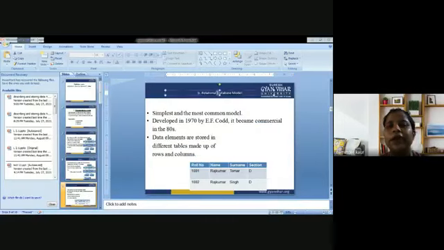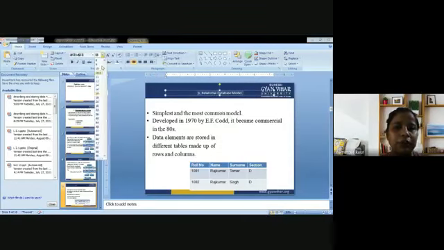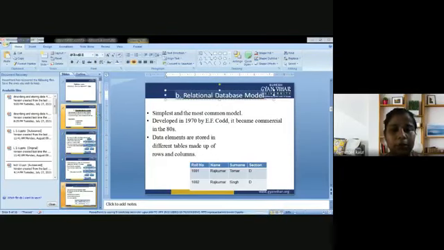So next is the relational database model. I am enlarging the size of the relational database model. It is the simplest and most common model. It was developed in 1970 by Codd, and it became commercial in the 80s. Data elements are stored in different tables made up of rows and columns.